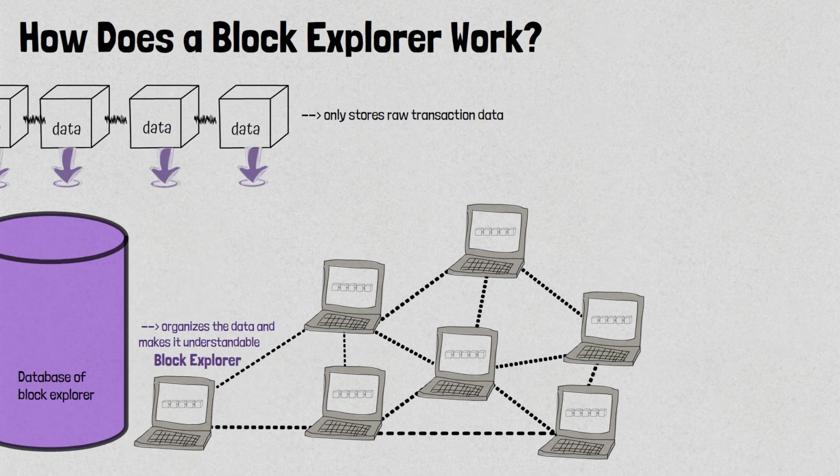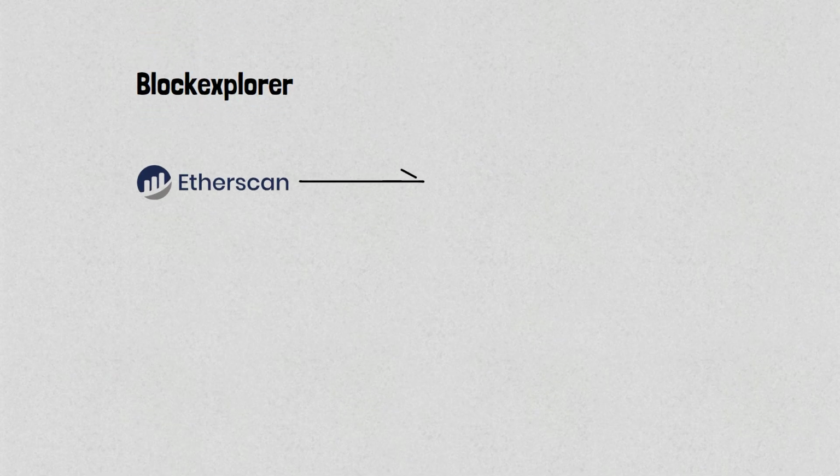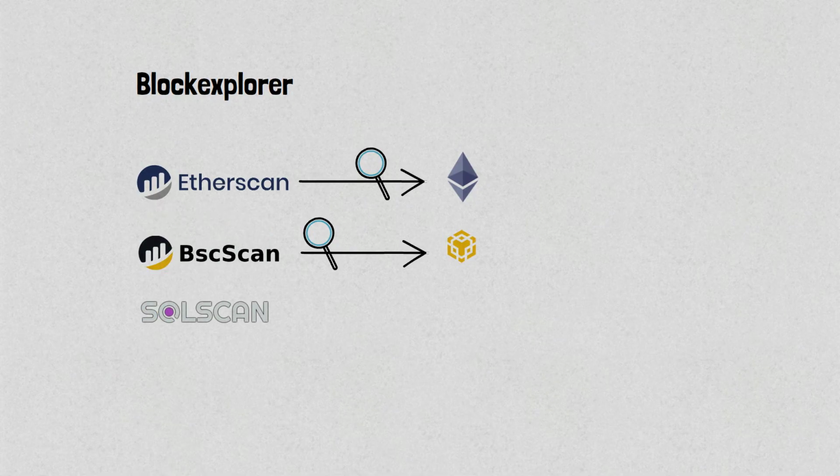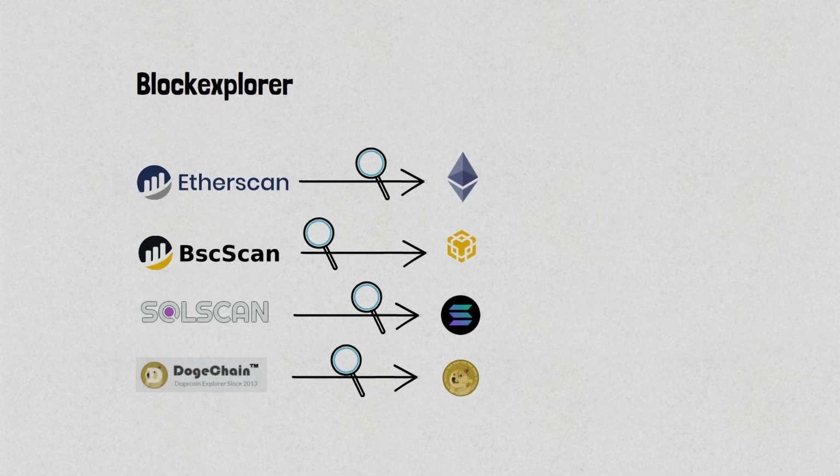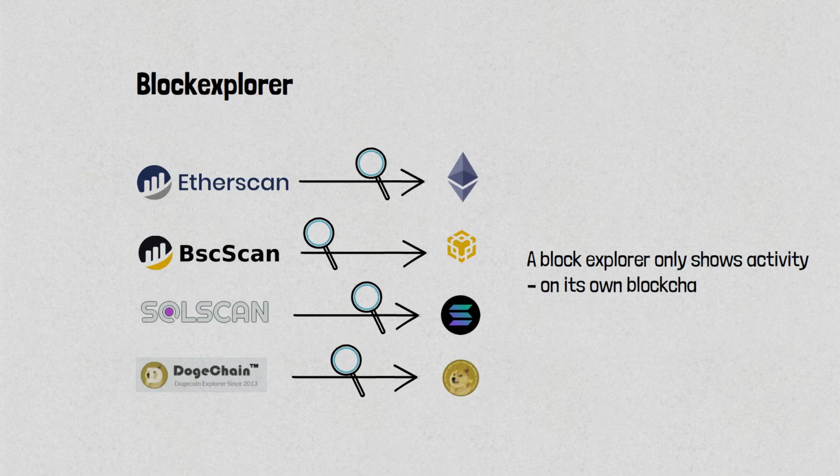Some of the most popular Block Explorers are Etherscan for Ethereum, BSC Scan for Binance Smart Chain, SolScan for Solana, and Dogechain for Dogecoin. A Block Explorer is always specific to one blockchain. Etherscan shows everything that happens on Ethereum, including all Ethereum-based tokens like meme coins or wrap tokens. But it cannot show real Bitcoin or Solana transactions because they are on different blockchains.